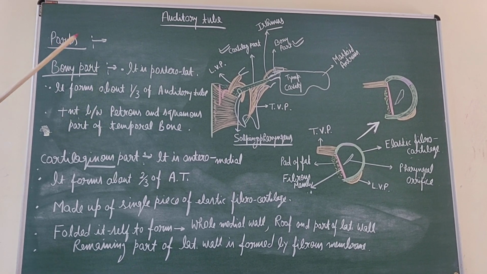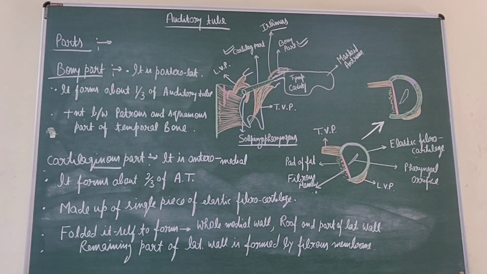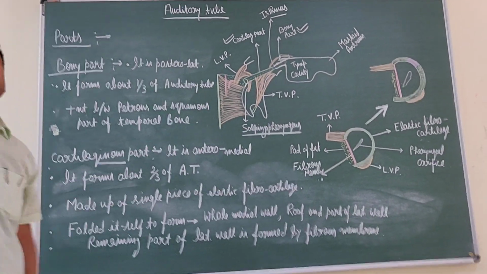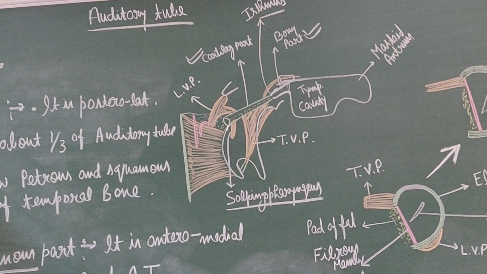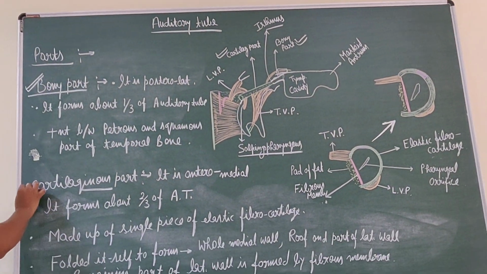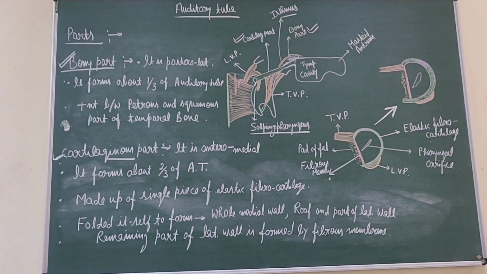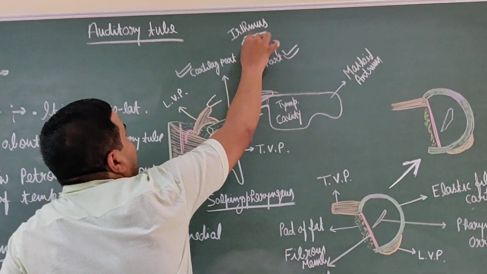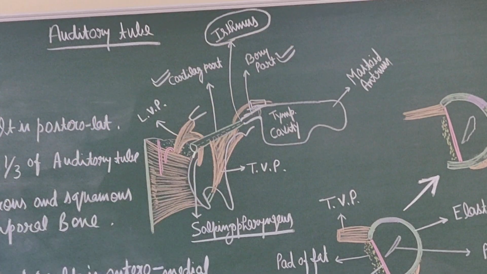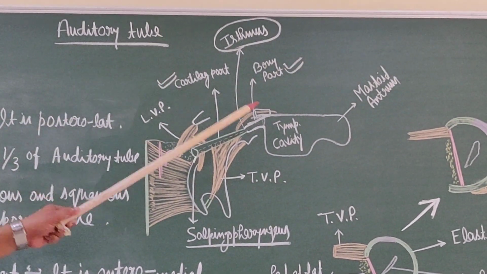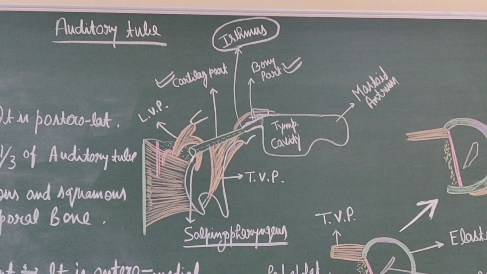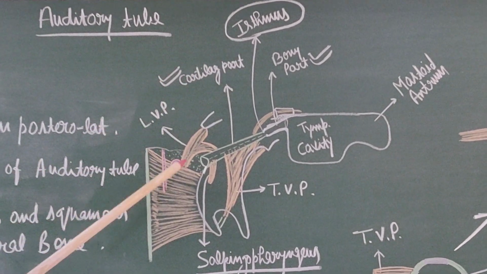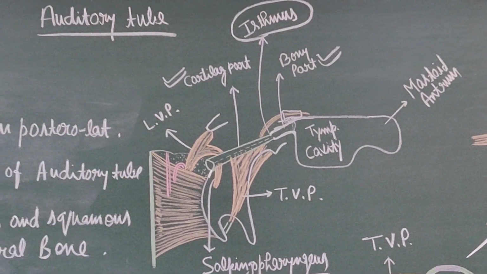Now the parts of the auditory tube. It is an osseocartilaginous channel, so it has the bony part and the cartilaginous part, and the junction of these two parts is the isthmus, where the bony part meets with the cartilaginous part, and it is the narrowest part of this eustachian tube.